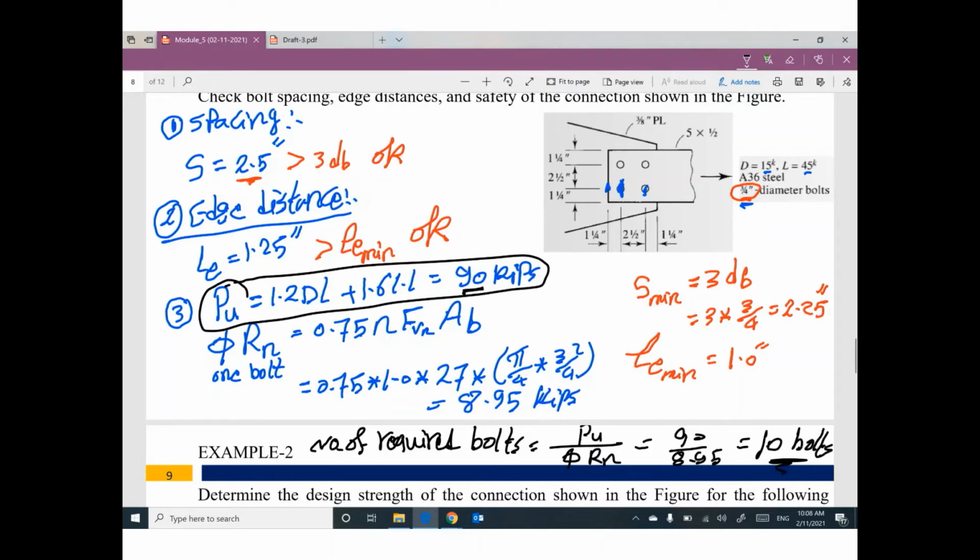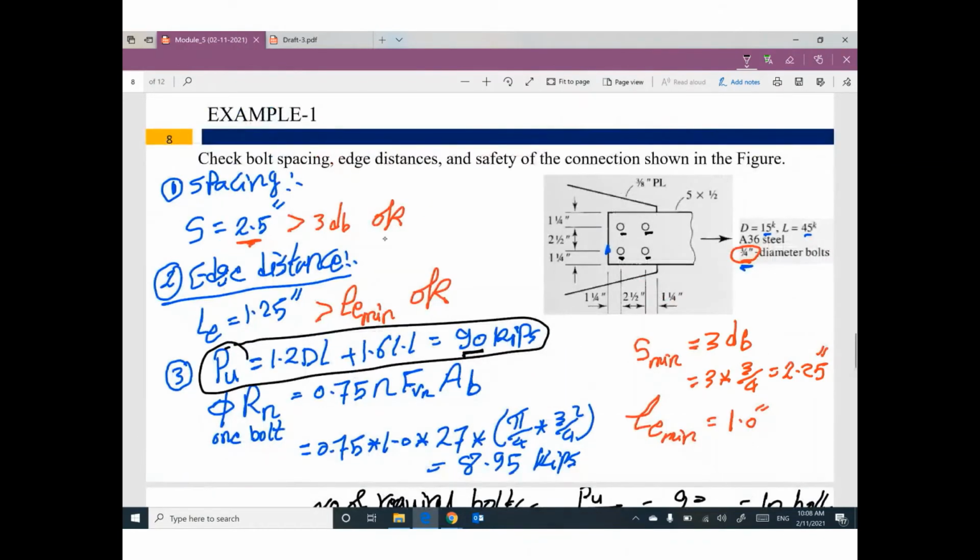We need 10 bolts. How many bolts do you have in this connection? How many bolts are given? 1, 2, 3, 4. I'm sorry, we need 8. We need 10. So that means this connection is unsafe. That makes sense? The problem asks to check the bolt spacing, the edge distance, and the safety of the connection. Do you think this connection is safe or unsafe?